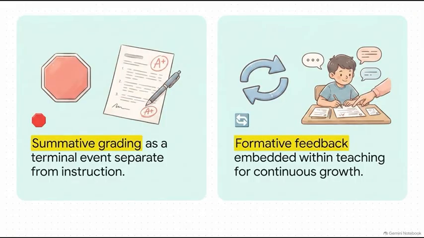On one side, we've got assessment of learning. This is what we traditionally know, right? Summative tests, final grades, terminal events that honestly stand completely separate from the actual instruction. But on the flip side, we have assessment for learning. This acts as a formative feedback loop embedded directly within your teaching. It treats math mistakes not as penalties, but as a completely natural and required part of cognitive growth. So, to put it simply, assessment of learning is a final verdict, whereas assessment for learning is a continuous, growth-focused loop.